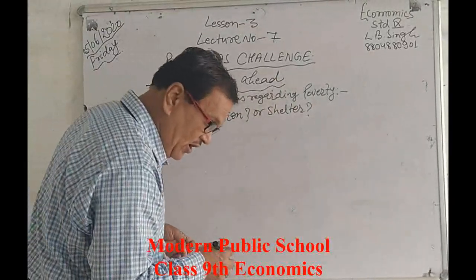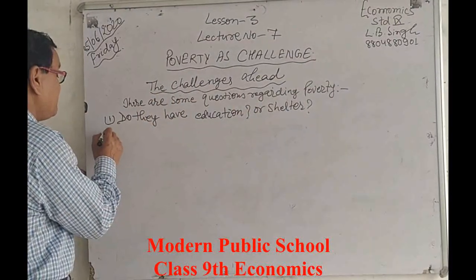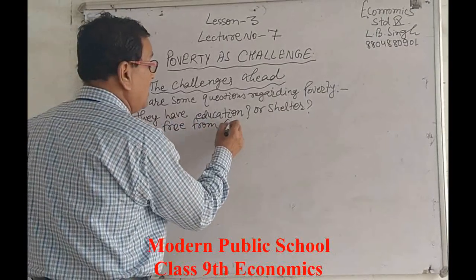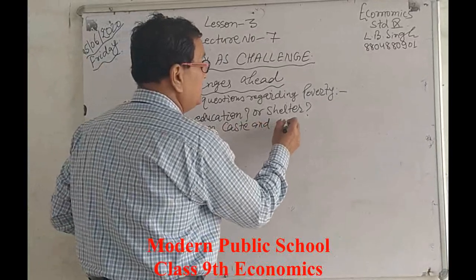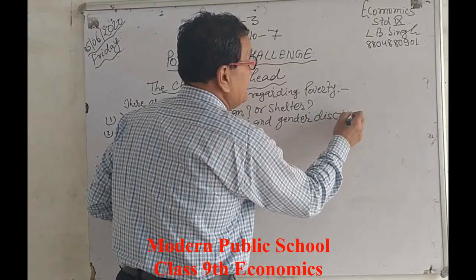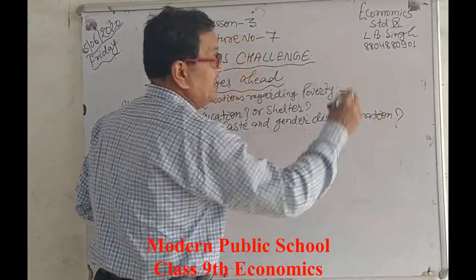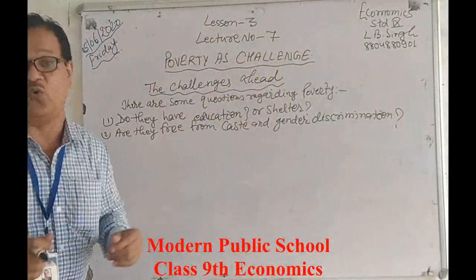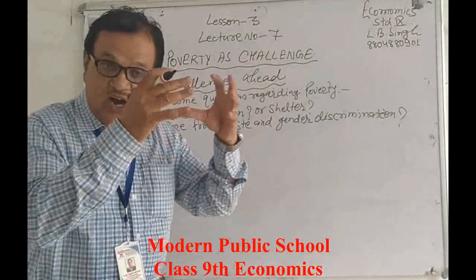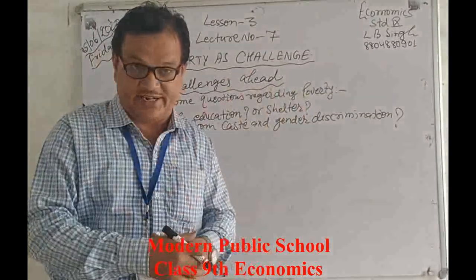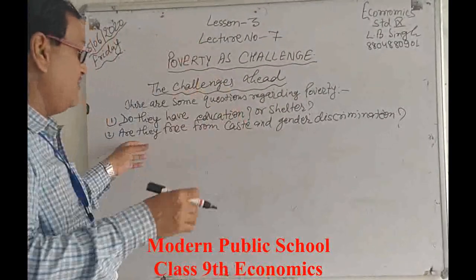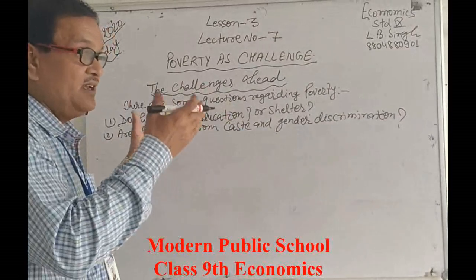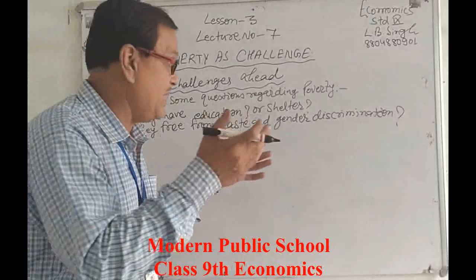The second point: are they free from caste and gender discrimination? Do you know this thing? In our society, poor people are living in their own group. Why? Because our society, which is known as a developed, educated society, is not allowing them to live in their society because their caste is below. Below means they belong to the scheduled castes, scheduled tribes and other backward classes.